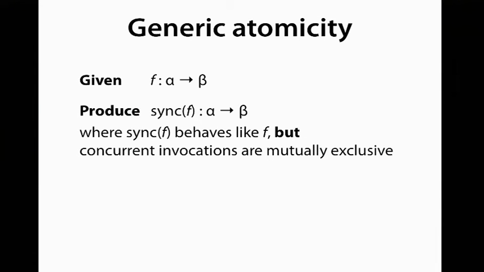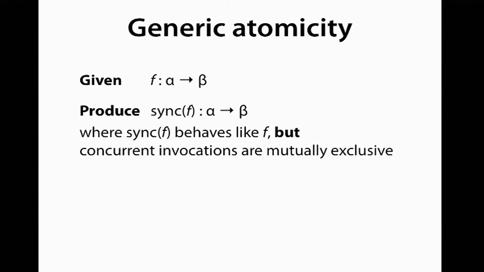some sequential piece of code F, and you should think of this as representing basically an object with some method. You could generalize it to multiple methods. It doesn't really matter. That does some sequential update to some internal state. What we want out of this algorithm is something that behaves sequentially just like that original function, but that guarantees mutual exclusion between invocations. So this is basically the same kind of thing that STM is meant to do.